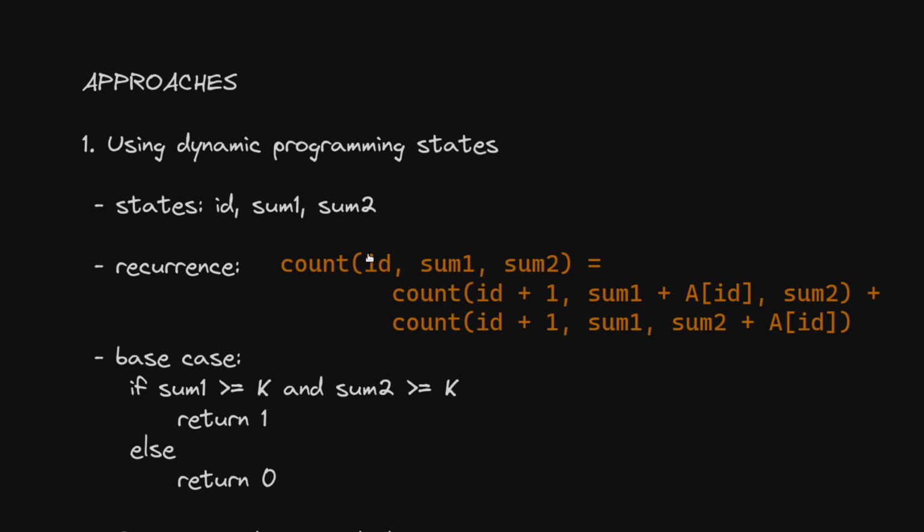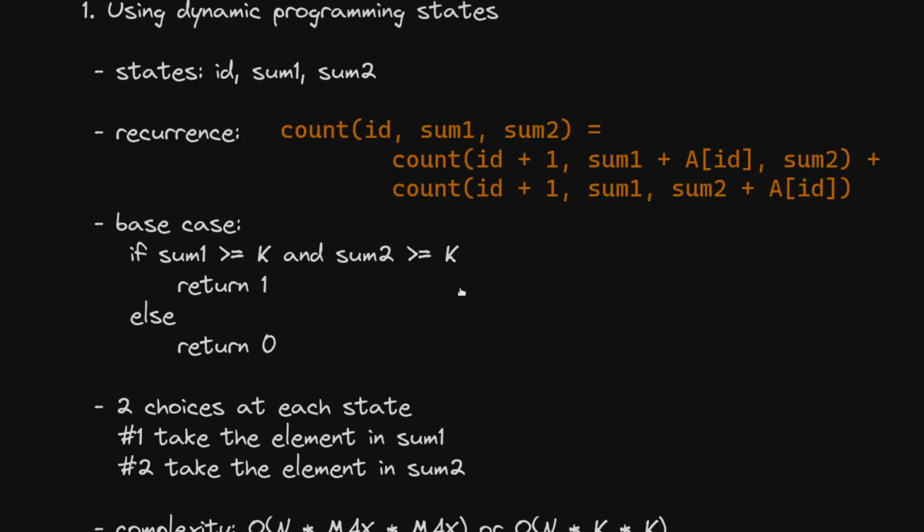If we start at some id, let's say id equals 0 initially, and we are going from left to right, and we are also maintaining the sum of two groups as sum1 and sum2, then the first choice will be adding the current array element to sum1, and the second would be to add it to sum2. And the base case is, as the question mentions, that the group sums are at least k.